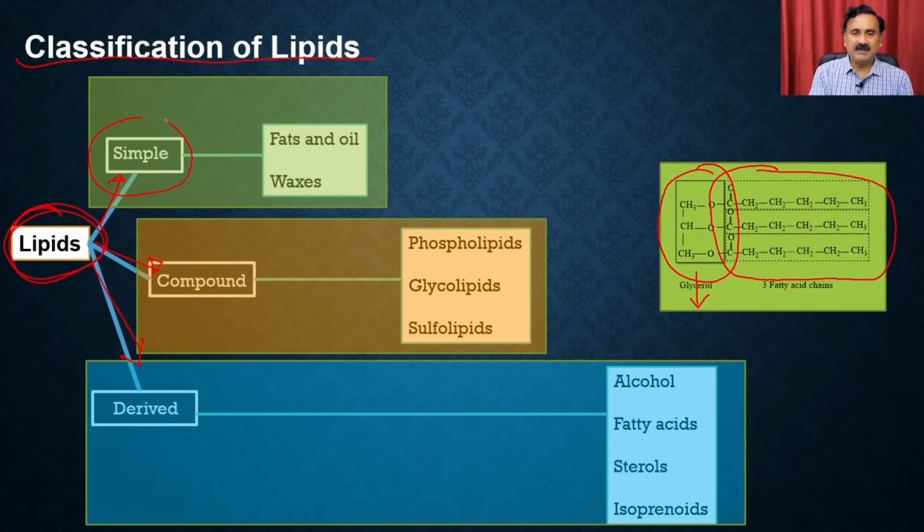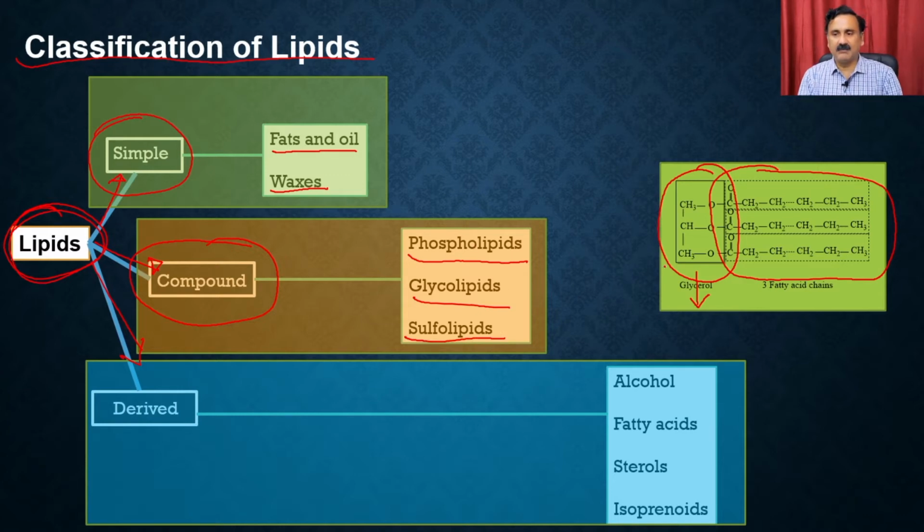In simple lipids, the examples are fat, oil, and waxes, where you have glycerol as a backbone and then fatty acids. In compound lipids, you have phospholipids, glycolipids, and sulfolipids. Here you have some kind of derivatization on the side chain as well as on the backbone, and that's why they are called compound lipids.